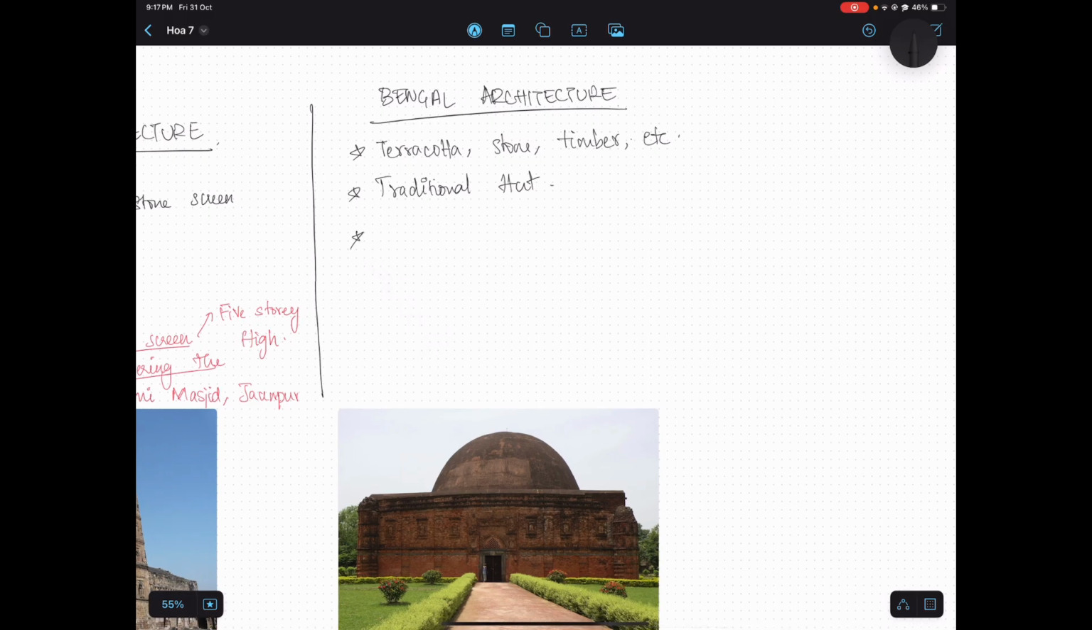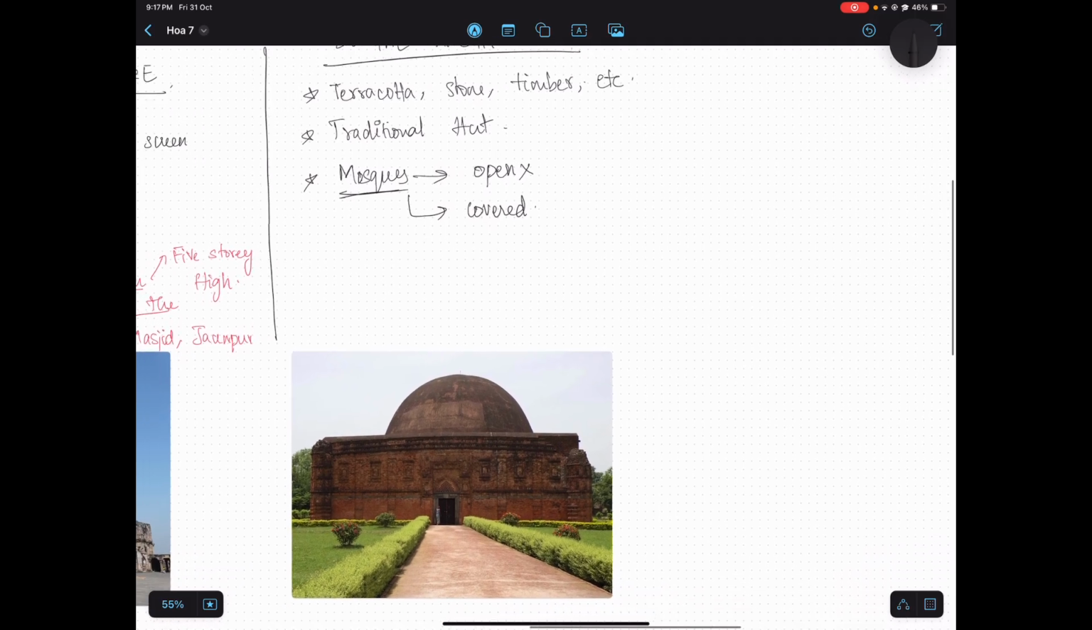And if you see the mosques, the mosques could not be open. When we talked about the parts of a mosque, we talked about a courtyard called the Sahn. Because of the climate in Bengal, with high rains and hot summers, it could not be open, so they usually covered it. Examples are the Adina Mosque, which is in ruins now, and another example is this.